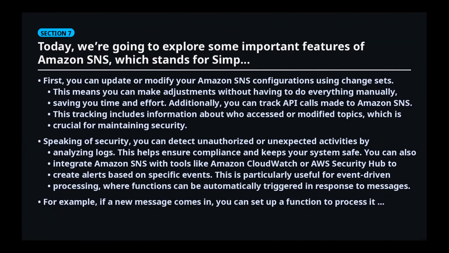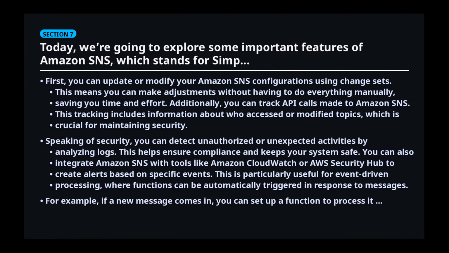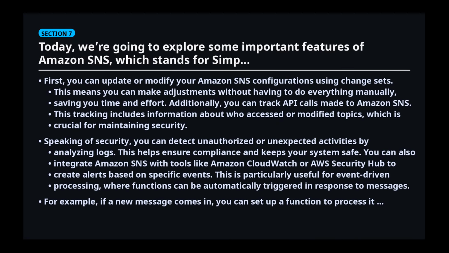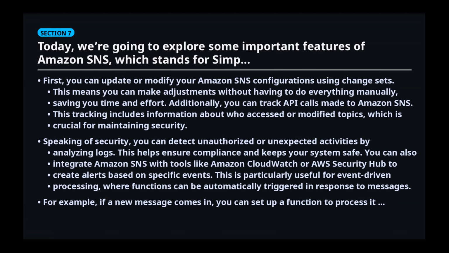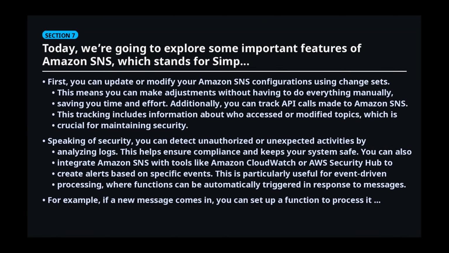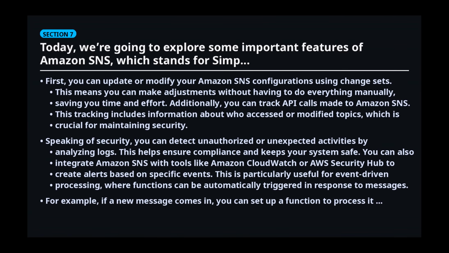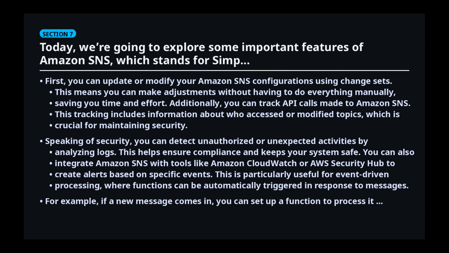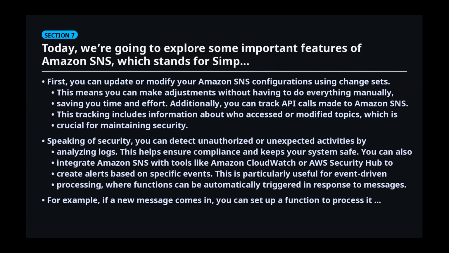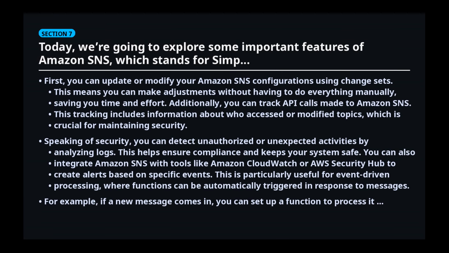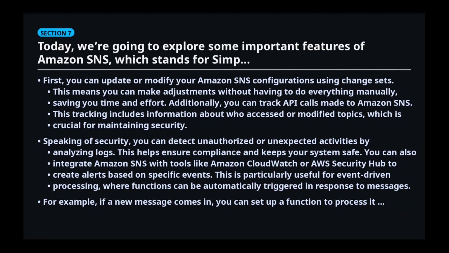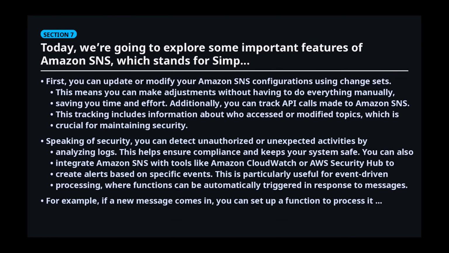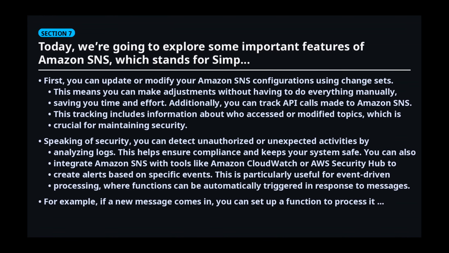You can also integrate Amazon SNS with tools like Amazon CloudWatch or AWS Security Hub to create alerts based on specific events. This is particularly useful for event-driven processing, where functions can be automatically triggered in response to messages. For example, if a new message comes in, you can set up a function to process it immediately. In summary, Amazon SNS provides powerful tools for managing notifications, ensuring security, and automating workflows.